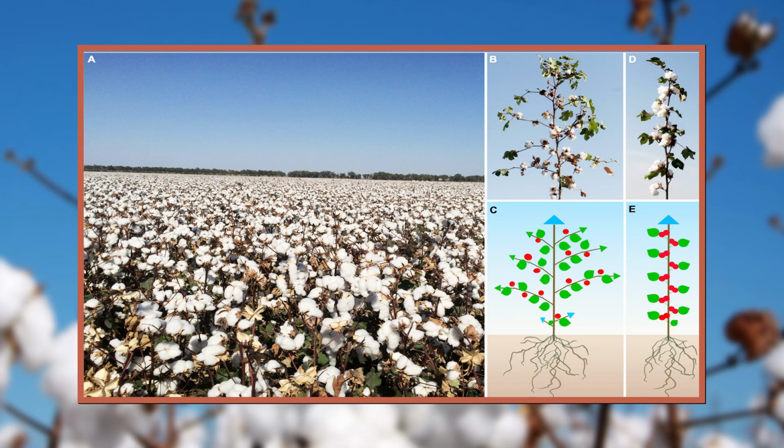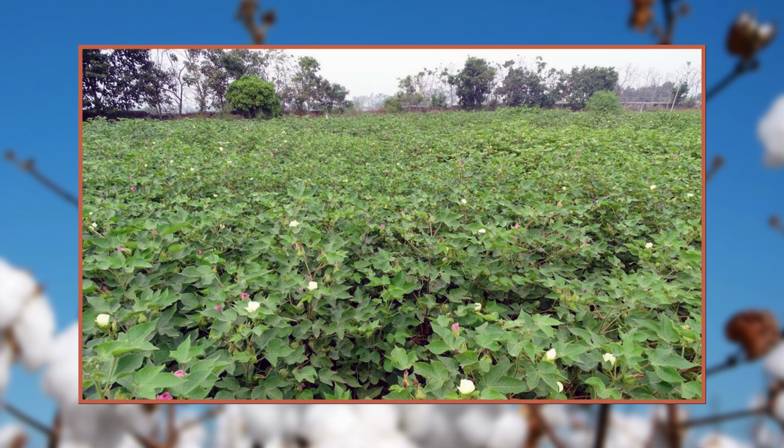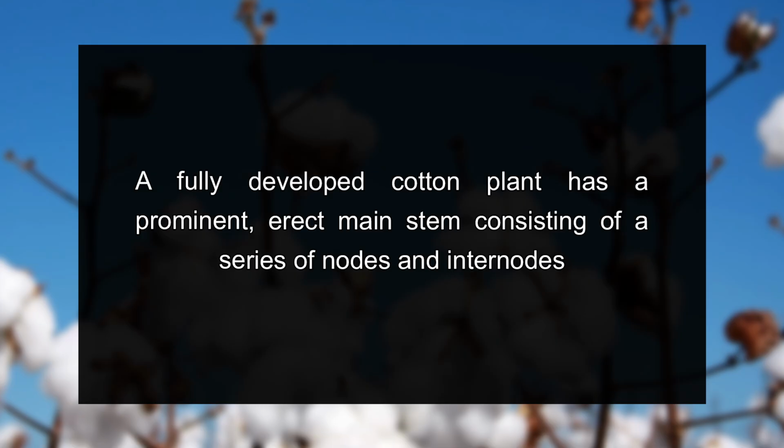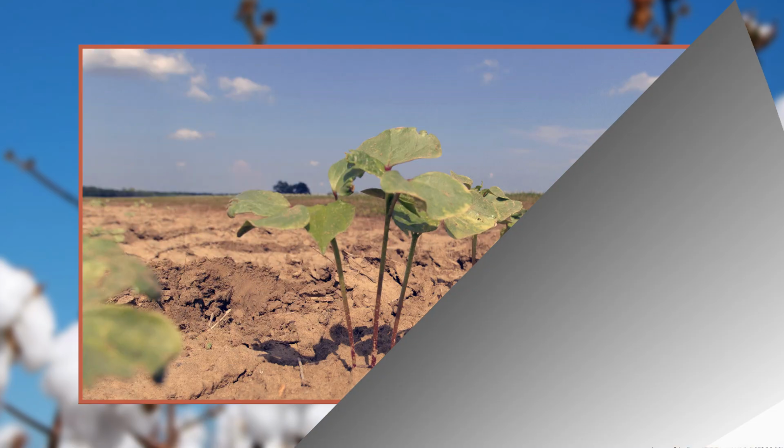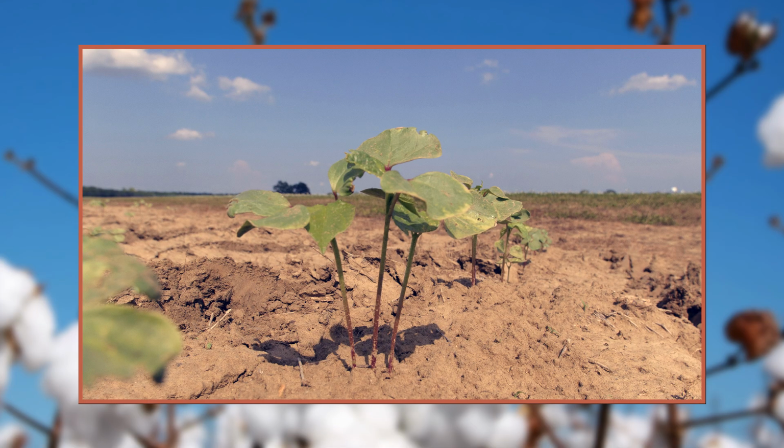The shoot system of the cotton plant is made up of main axis, stem, leaves, buds, branches, floral buds, flowers, and balls. The prominent main stem or primary axis results from the elongation and development of the terminal bud or shoot apical meristem. The fully developed cotton plant has a prominent, erect main stem consisting of series of nodes and internodes. The first leaf to develop above the cotyledons is referred to as the first true leaf.